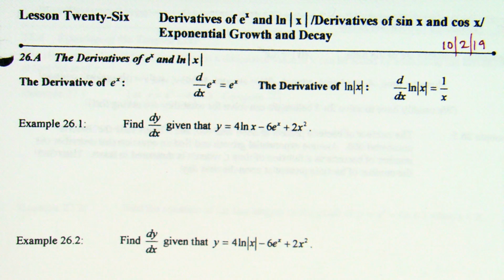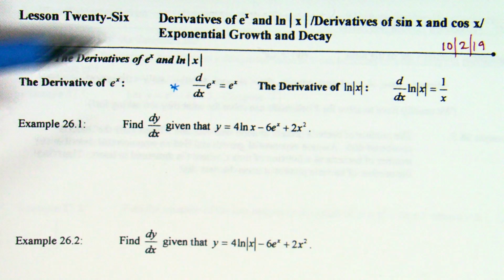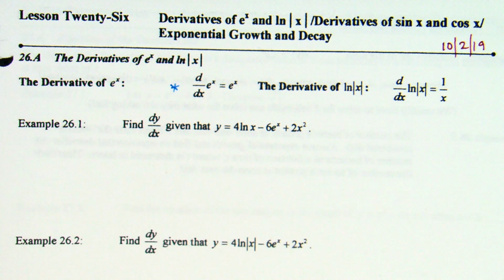There are derivatives you just have to flat out memorize. The first 2, we're looking at the top half. First of all, the derivative of e to the x. Derivative of e to the x is e to the x. It is very simple. The derivative of e to the x is itself. It does not change.